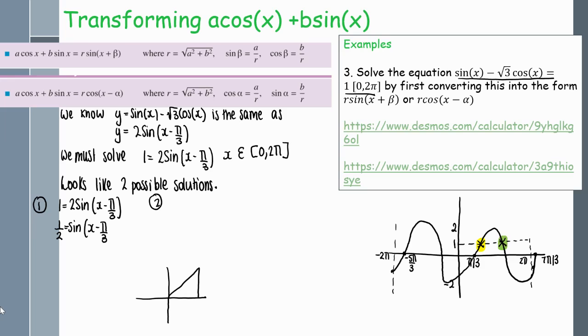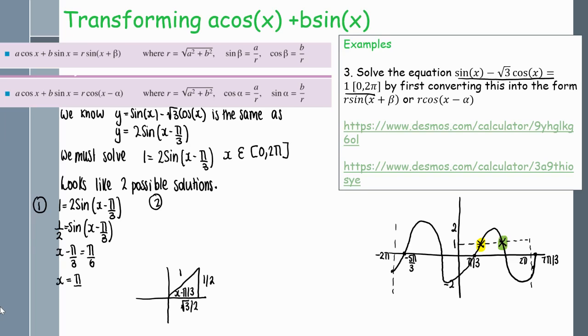I know that sine theta equals a half. Using my unit circle, I'll just put in the values. Hypotenuse is 1, opposite is a half, adjacent is root 3 on 2. And I know that sine theta equals a half when theta equals pi on 6.